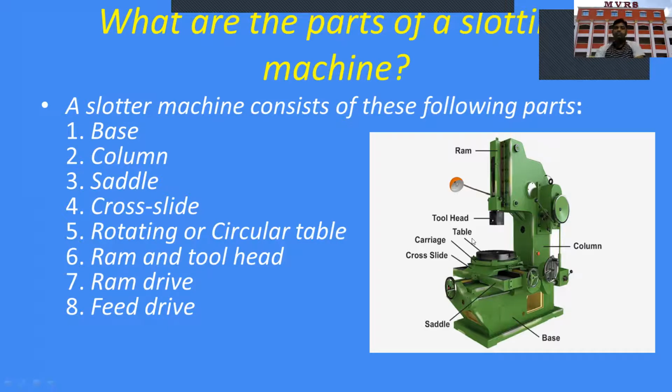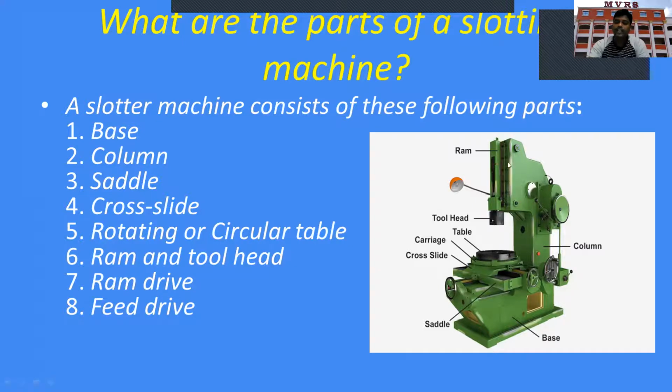Okay, we have discussed the various parts of the slotting machine. Now we shall discuss the procedure of this slotting machine.